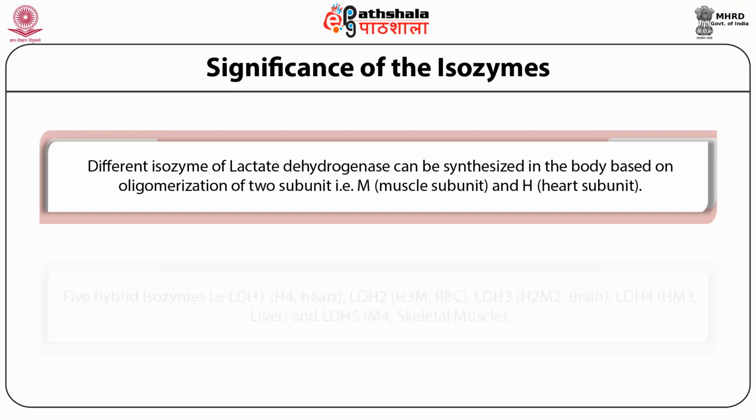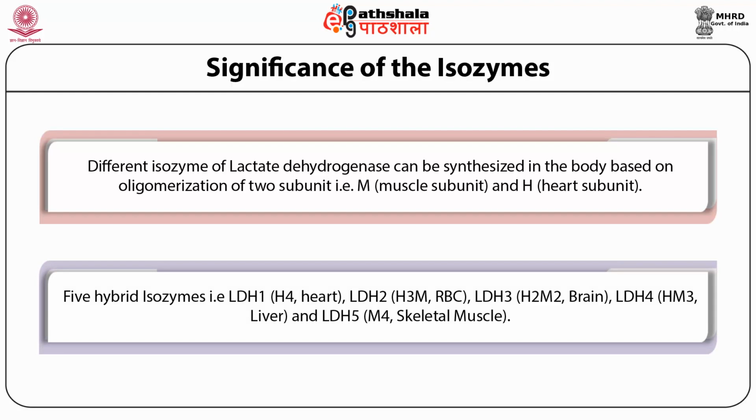The 5 hybrid isozymes are LDH1, H4 heart, LDH2, LDH3, LDH4 and LDH5. These forms arise because of hybridization of different subunits. LDH1 is found in the heart and LDH5 in the skeletal muscles, while the other isoforms are also distributed in different tissues to perform the specific physiological requirements of that tissue.